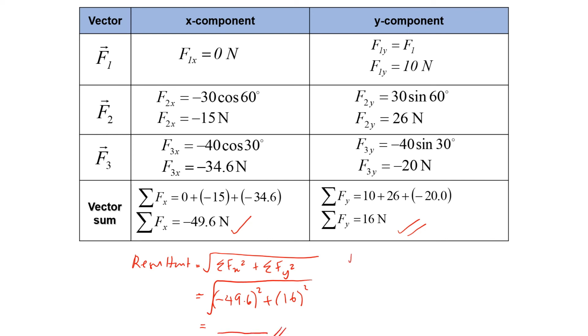To get the direction of the resultant vector, we are going to apply tangent theta is equal to summation of Fy over summation of Fx. You substitute the values, 16 over negative 49.6, then you have a value in degrees. This is the resultant.